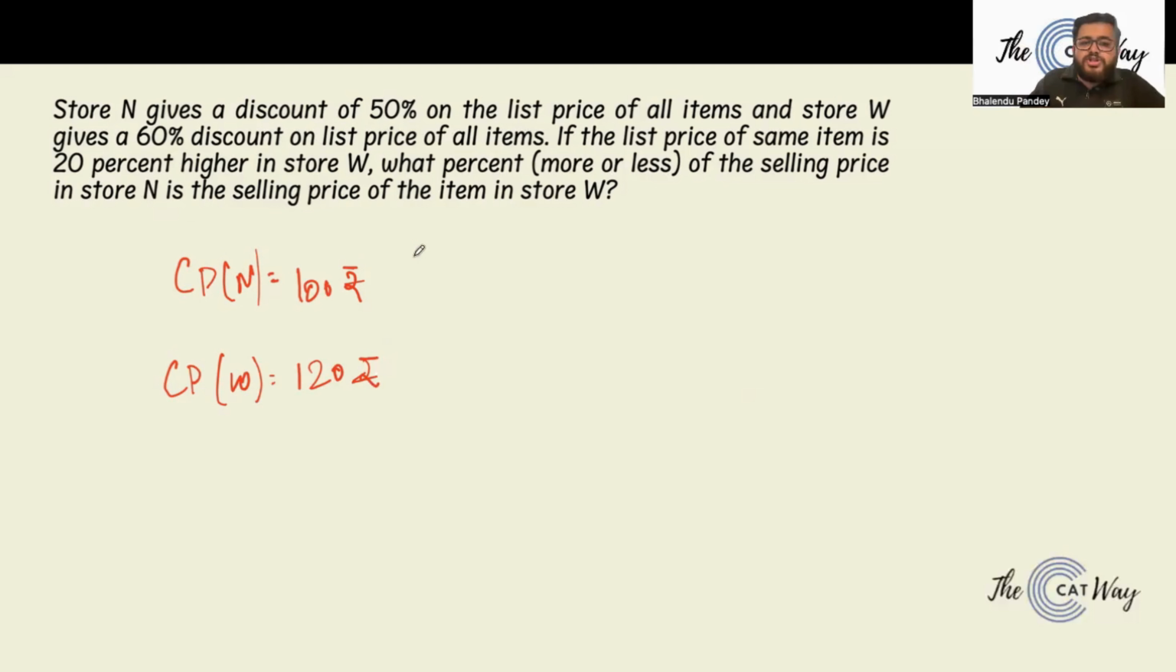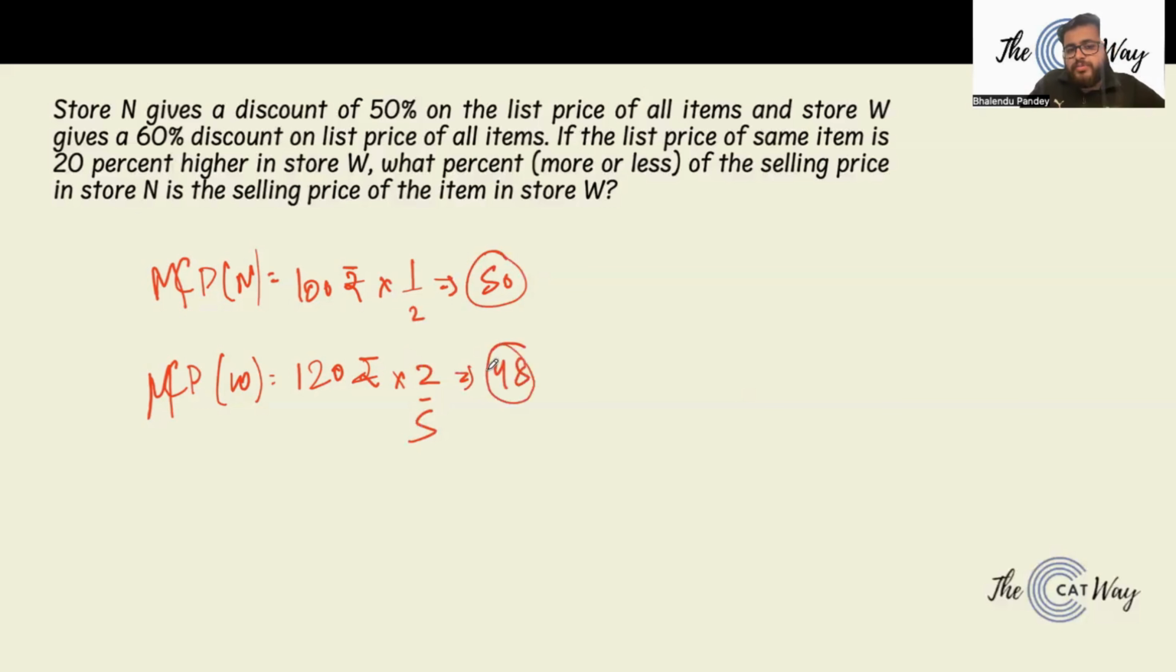Now, let's not say cost price, the marked price. Mark price would be a better word over here. So mark price in store N is 100 rupees, mark price in store W is 120 rupees. Now they are selling it at 50% discount, so the multiplying factor will be 1 by 2. They are selling it for 50 rupees. And store W is selling it at a discount of 60%. So the multiplying factor would be 2 by 5. Right? So they are basically selling it for 48 rupees.